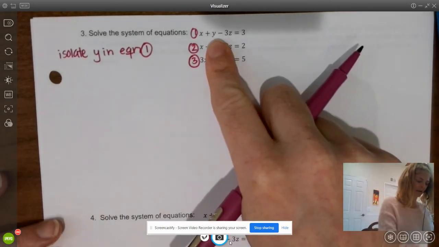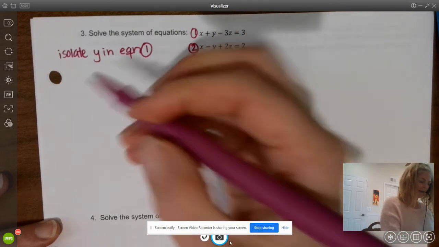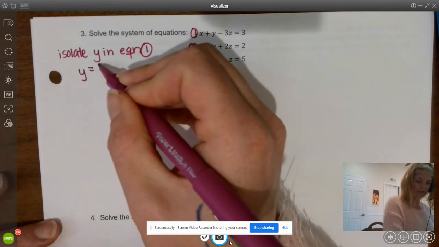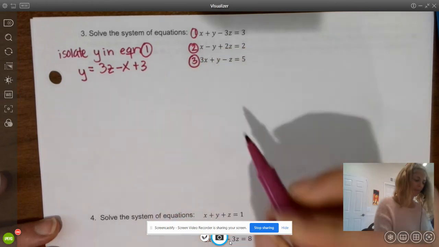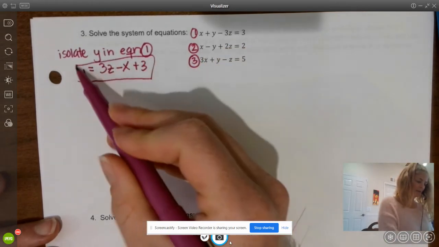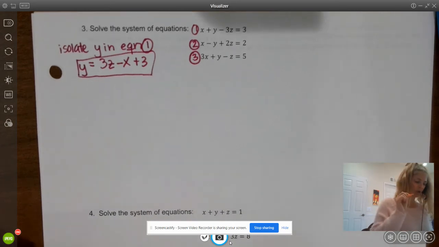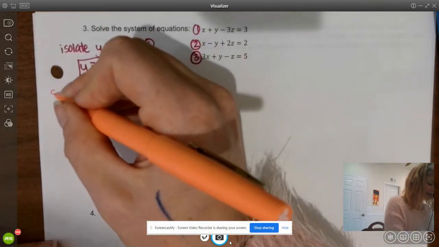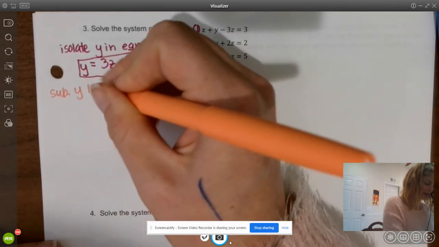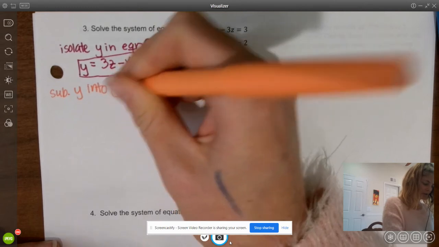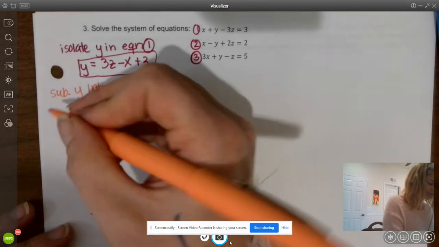So if I isolate y in equation 1, I'm going to add 3z to both sides and subtract x, and I will get y is equal to 3z minus x plus 3. Okay, now, what 2 equations have we not used yet? We haven't used 2 or 3. So we're going to substitute y into equations 2 and 3, the other 2 we have not used yet.